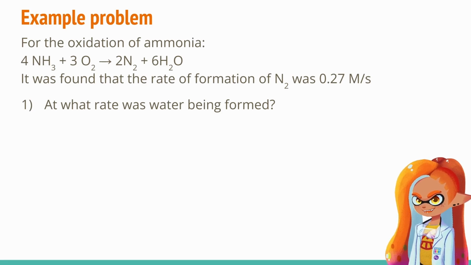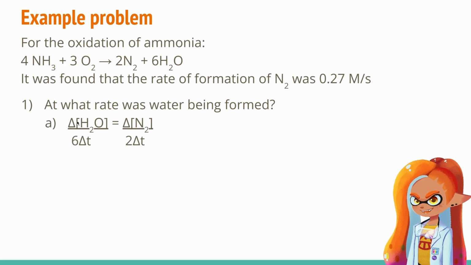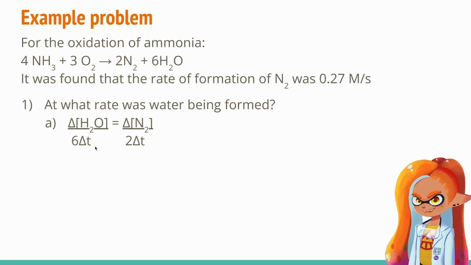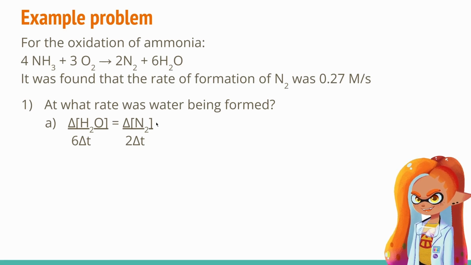First you need to write the rates based off the example I went over. Here we have water, because that's what we're trying to solve for, and then you put delta T here, and there is a 6 here because of the coefficient 6. Then we write the nitrogen one because we have the values for nitrogen. So N2 is over here, then delta T, and then there's a 2 here.